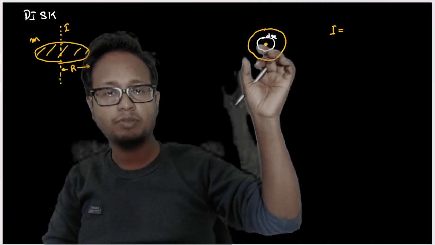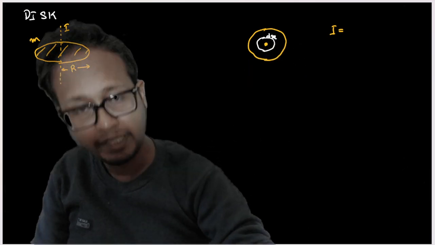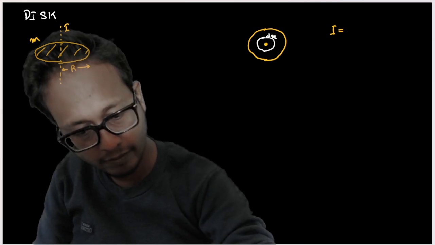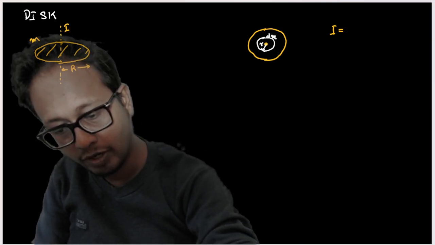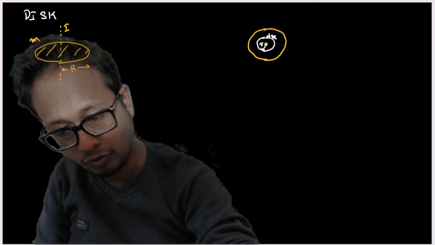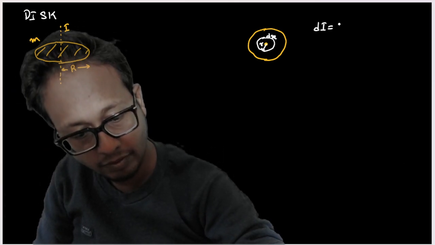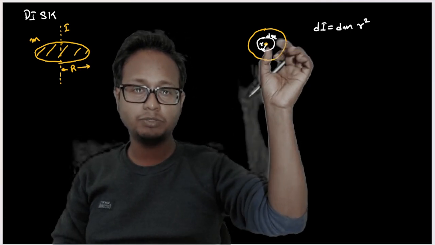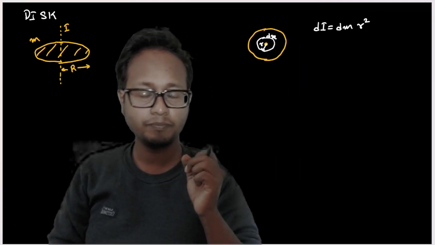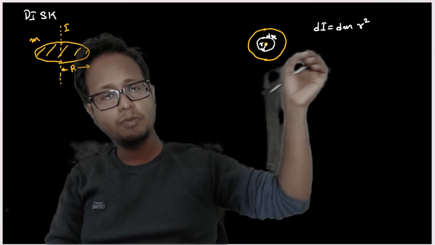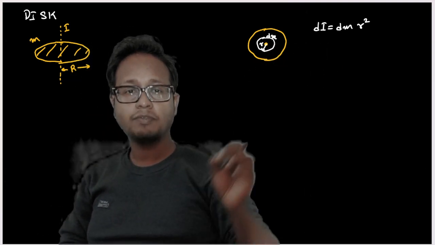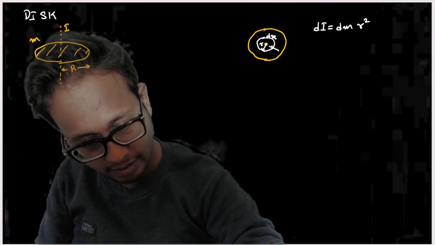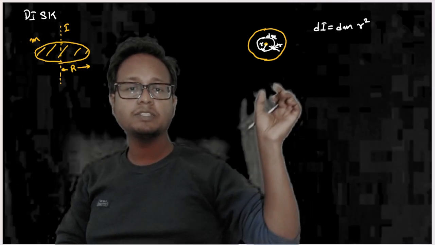The mass of this much amount of ring is dm, and the radius of this white ring from the center is small r. The moment of inertia of this small elemental ring is dI equals dm into small r square. Now I have to integrate this small ring from 0 radius to capital R. How do I integrate rings to form a disk? I have to find the area of the ring. Let the thickness of the ring be dr.